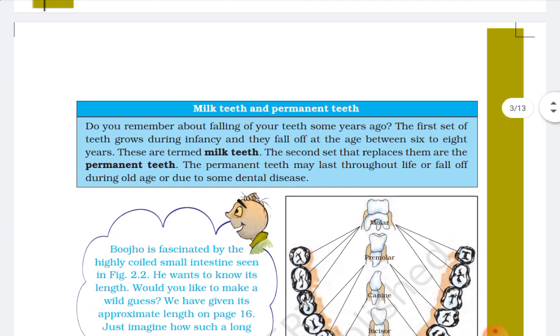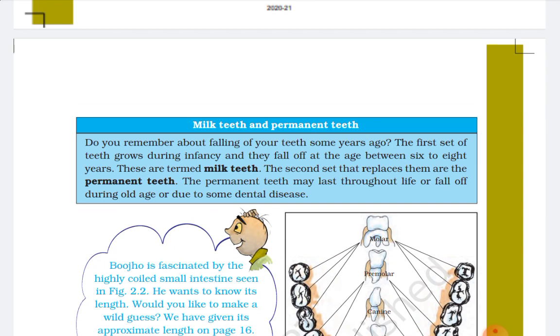Let's read this. Milk teeth and permanent teeth. We all know what milk teeth and permanent teeth are. We get the milk teeth when we are small, like a baby, and they fall out as we grow up. Then we get the permanent teeth. They are much stronger than the milk teeth, and they are permanent for our life.